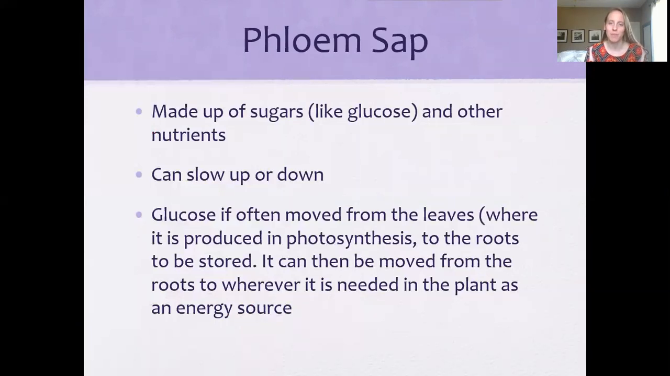The phloem sap is made up of different sugars as well as some other nutrients, and it can go both up and down. That should say go, not slow. It can flow up or down. Usually you have sugar that is moved from the leaves where it's produced during photosynthesis to the roots to be stored. But if the plant needs more energy, the phloem tubes can also move that glucose from wherever it was stored to wherever in the plant needs that energy.